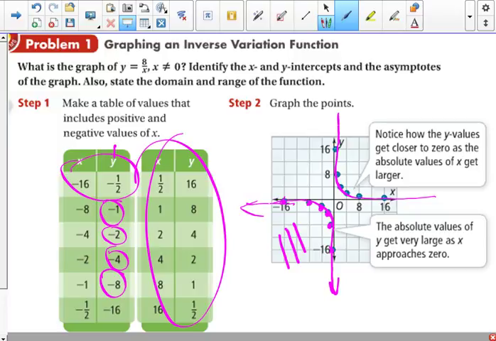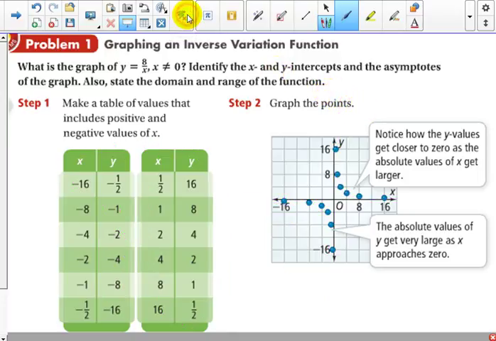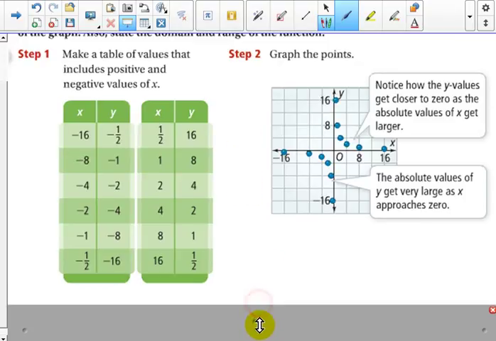Now, remember, this goes on to infinity, and no matter what, it's never going to touch these axes. That's why they're asymptotes. The domain is all real numbers except 0, and the same for the range. And there are no x and y intercepts because it never crosses either axis, x or y. Any questions about this?